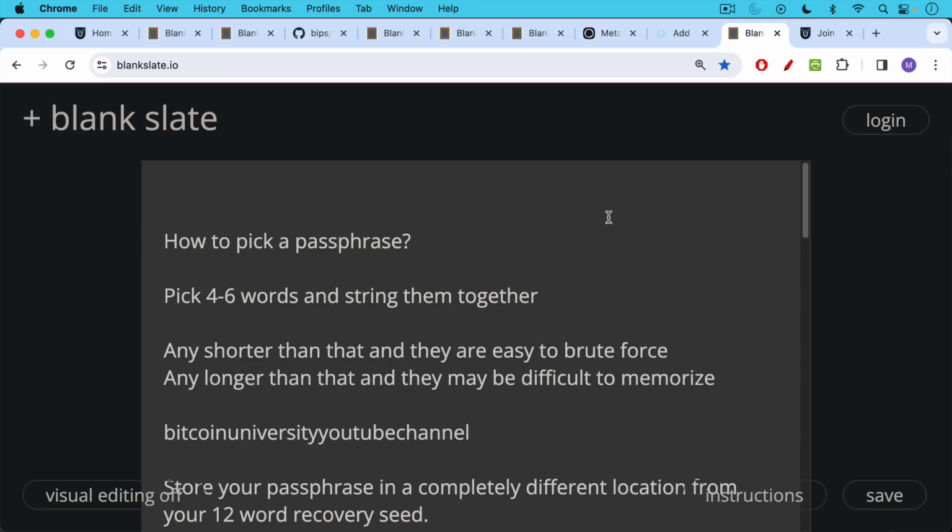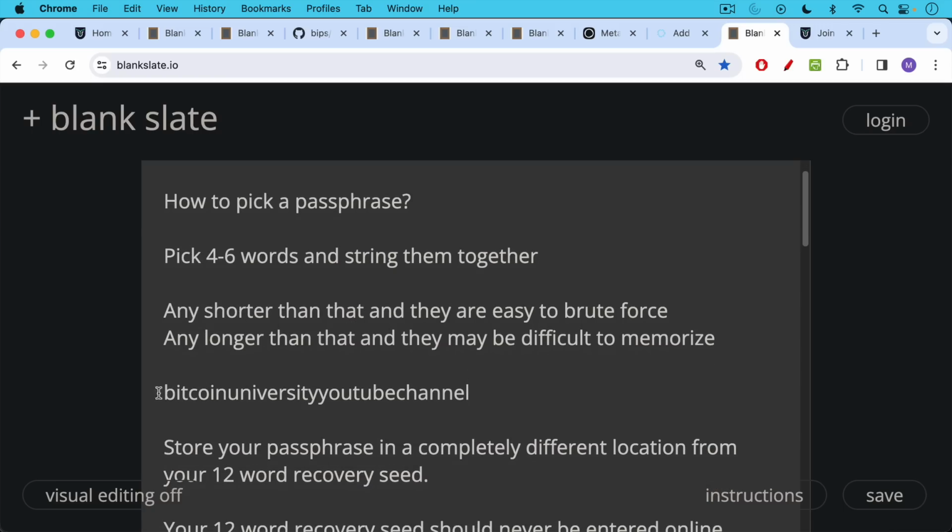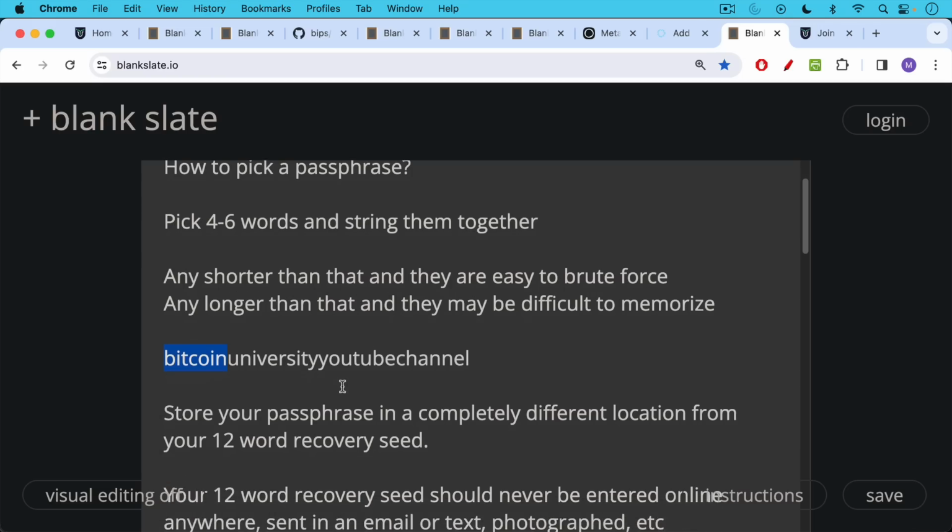So for example, a passphrase, and please don't use this, and I'm obviously not using it, but you could say Bitcoin University YouTube channel. Anything with Bitcoin probably isn't very secure, because people are going to try using the word Bitcoin in various ways, but this would be an example of a passphrase. And as long as no one had my 12-word recovery seed, that's the really hard thing. That's the thing that's impossible to brute force. And so that's where your real protection is. But the passphrase, as we said, adds another layer of protection.